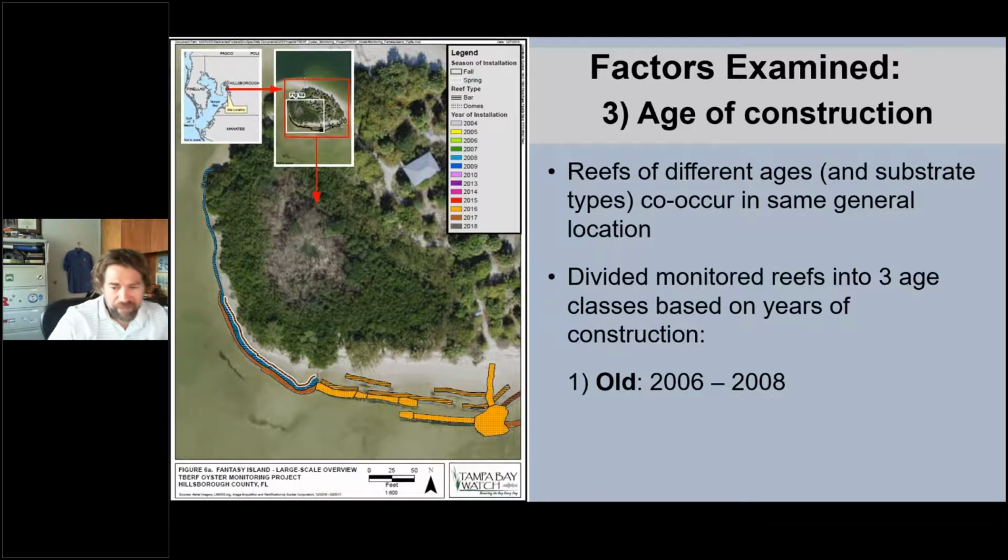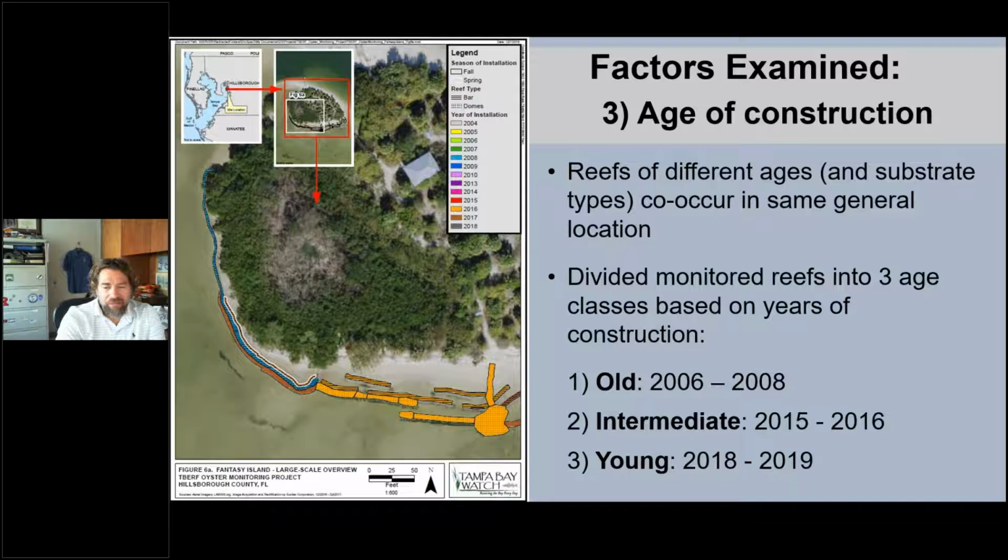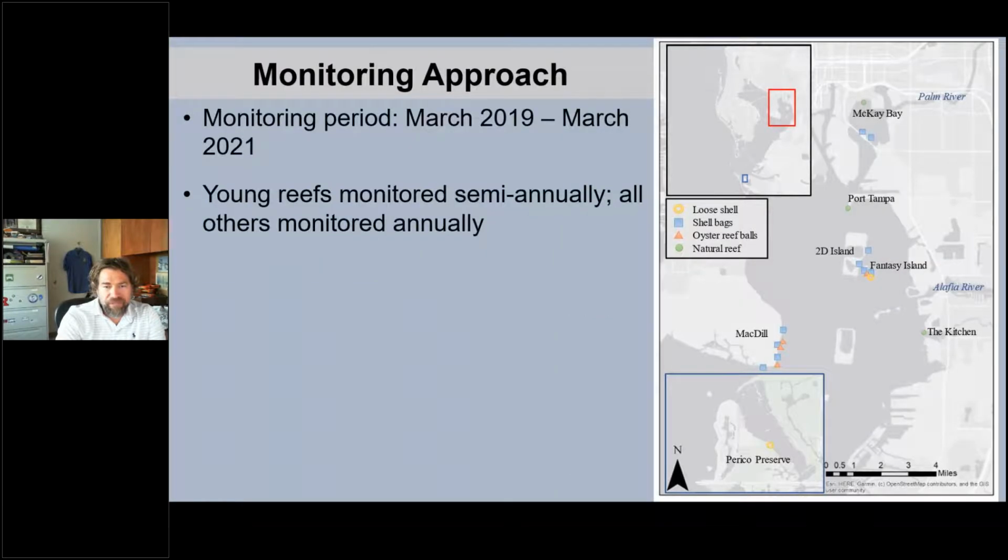So we also examined the age of construction, and for our purposes, we divided the reefs that we monitored into three age classes based on the years of construction. The oldest reefs we monitored were constructed in 2006, and so we categorized the ones between 2006 and 2008 as old reefs, the ones that were built between 2015 and 2016 as intermediate aged reefs. And then we also were monitoring reefs that were basically just constructed in 2018 and 2019, and those are what we called young reefs.